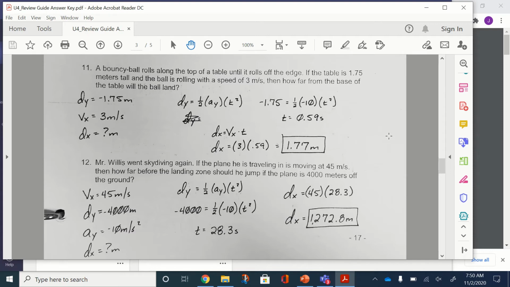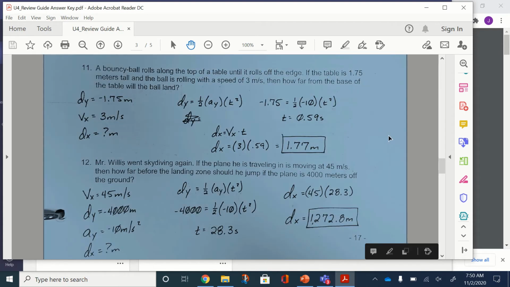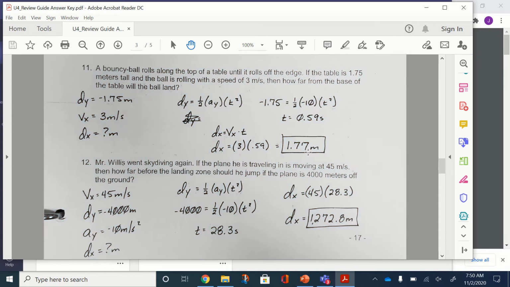So again, 11 and 12, we have more horizontally launched projectile problems. I want you to notice it does not matter what distance or what speed it is we're including. You never use, like in 12, 45 and 4,000 together. You never use 1.75 and 3 together. They are in different directions, and that y direction is independent from the x direction. Gravity only works in the vertical direction, and gravity is what determines how long it will go.